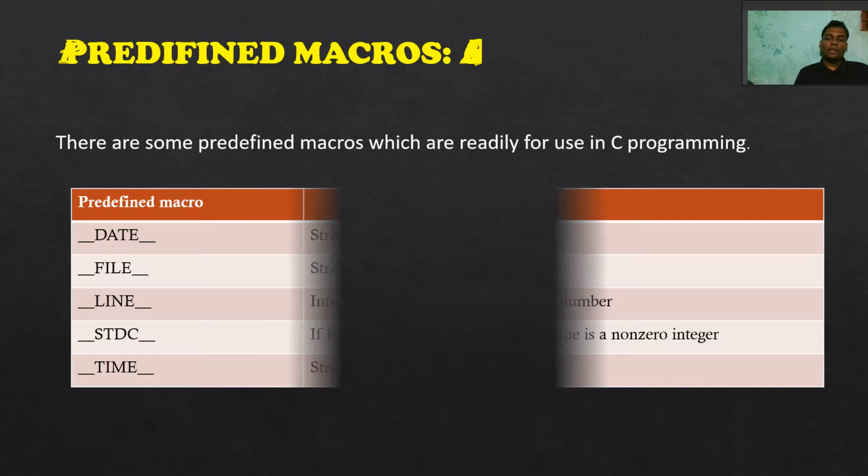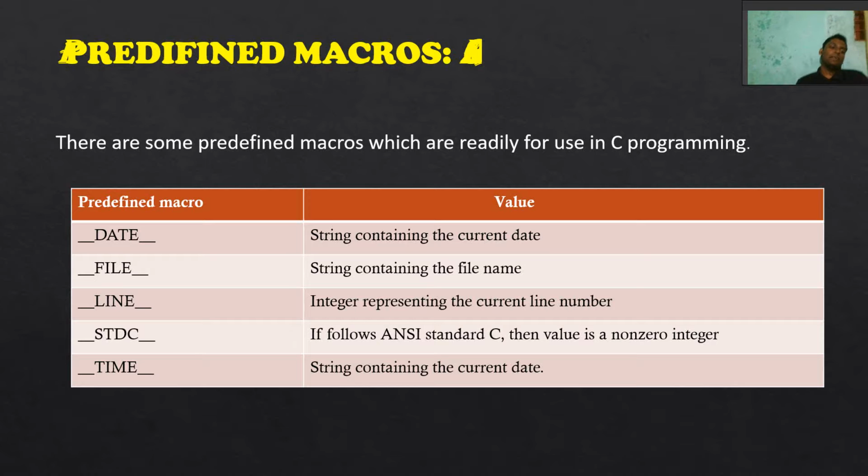In C programs we have a lot of things predefined. We also have some predefined macros. They are used to make our coding easier, so you don't have to write big codes. There are at least five or more predefined macros. The first one is __DATE__, a string containing the current date. The next one is __FILE__, a string containing the file name. __LINE__ represents the current line number, and __STDC__ receives a non-zero integer value. The last one is __TIME__, a string containing the current time.